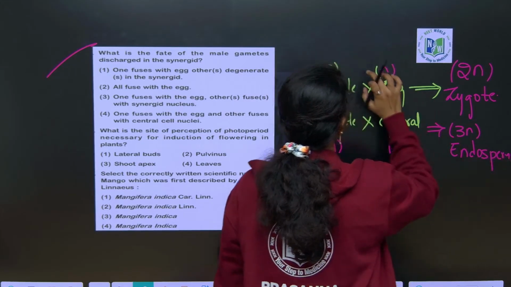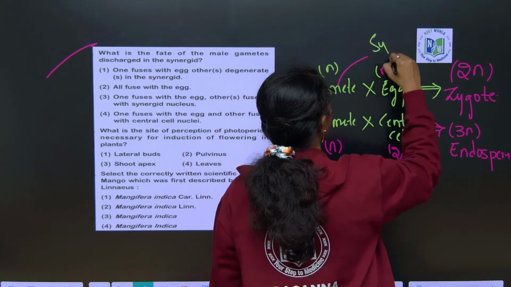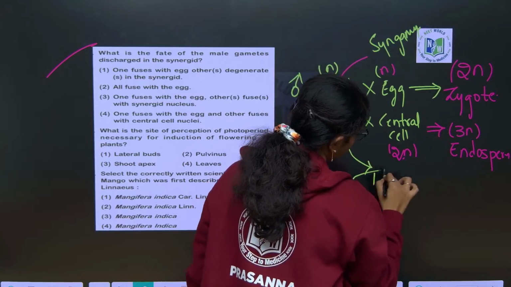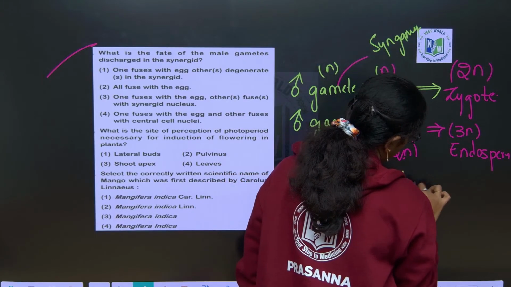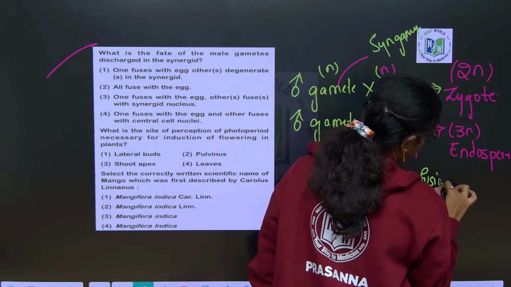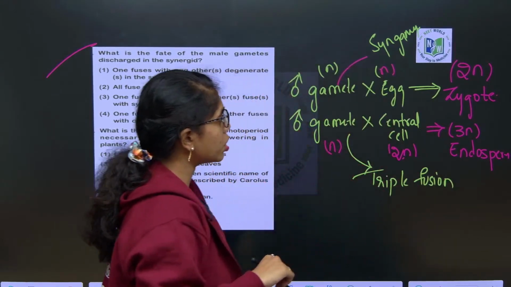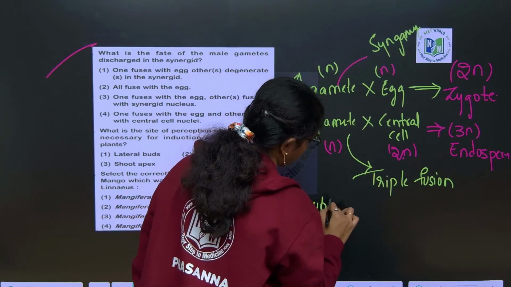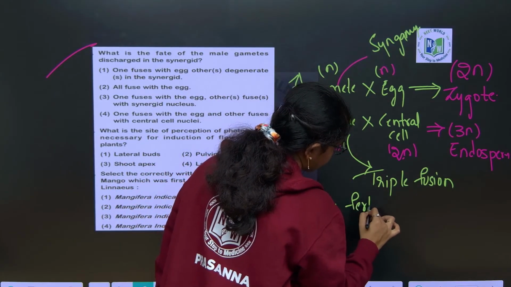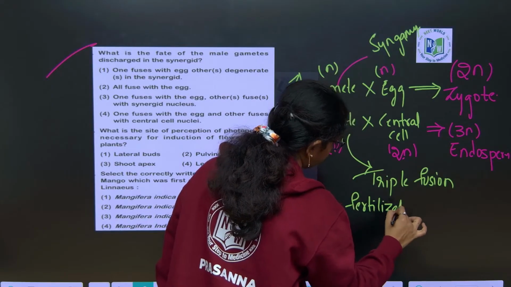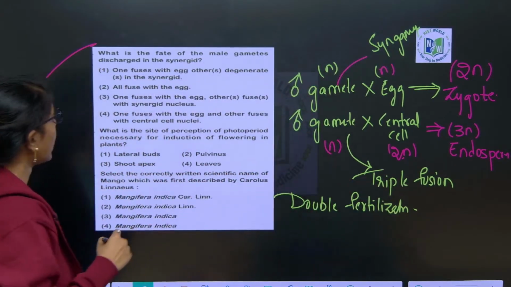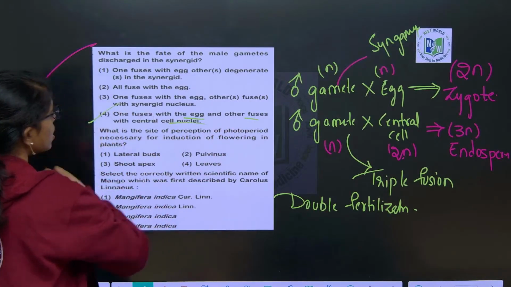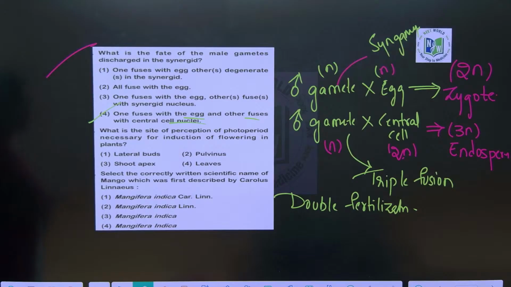Okay, this is called syngamy, and this is what, ma? Triple fusion. This is triple fusion. Syngamy and triple fusion together, we'll call it double fertilization. So here what will be our answer? One fuses with the egg and the other fuses with the central cell. Option 4 is the correct answer.